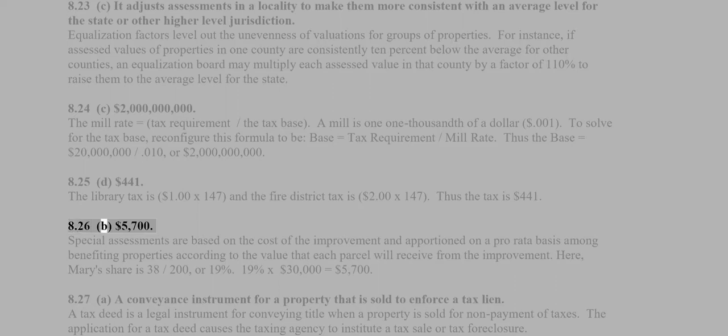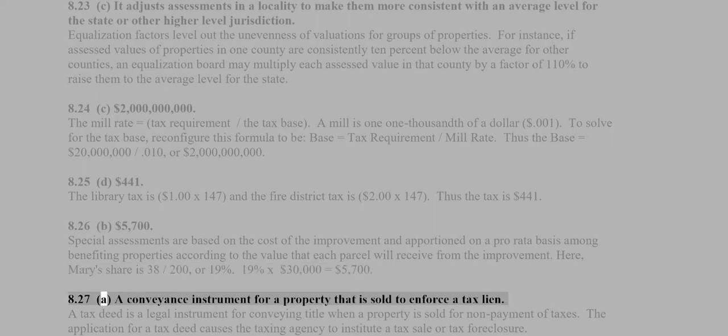8.26 b. $5,700. Special assessments are based on the cost of the improvement and apportioned on a pro rata basis among benefiting properties according to the value that each parcel will receive from the improvement. Here, Mary's share is 38/200, or 19%. 19% x $30,000 equals $5,700.